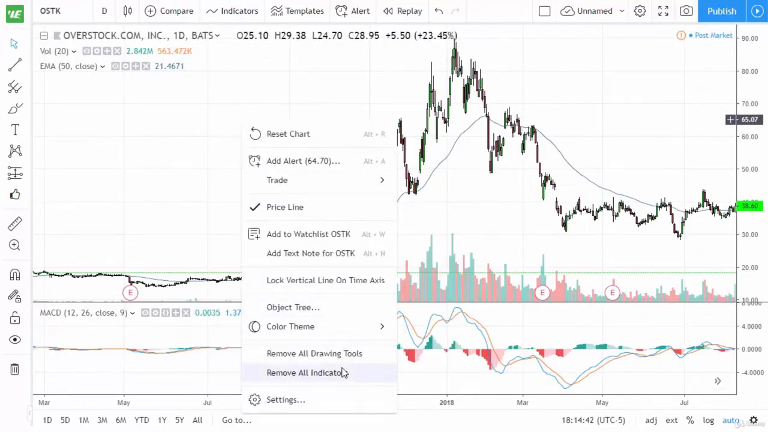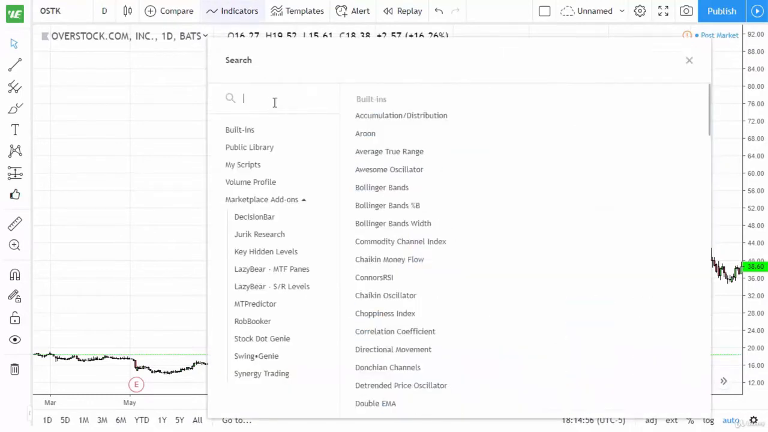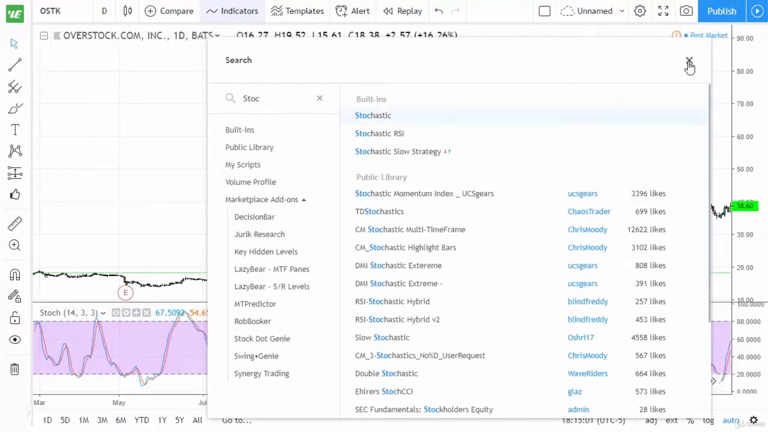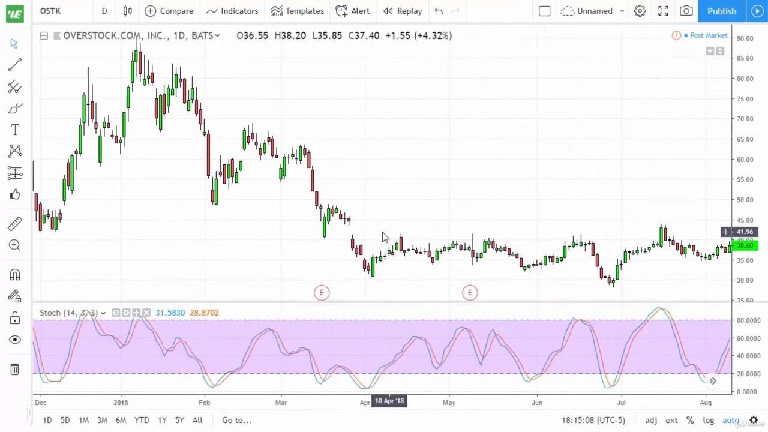In this chart, I'll go ahead and put the stochastic oscillator, and it's down in the bottom. So let me go ahead and pull that up. And you can see it's a pair of moving averages, and it has a band between 20 and 80, which are considered to be normal range. And this tends to function much better in a range-bound market.